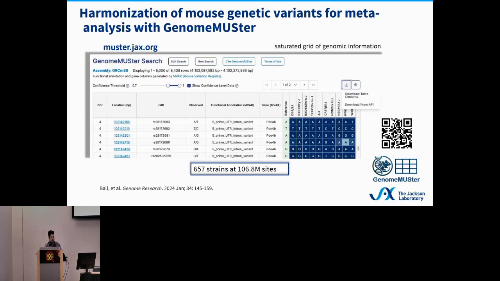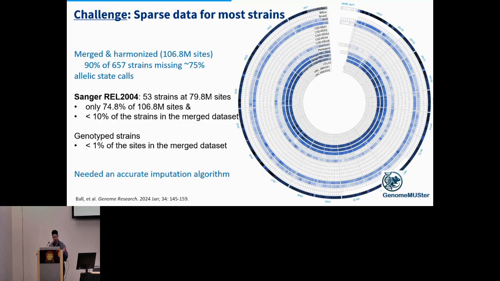So the first tool I'm going to talk to you about today is Genome MUSter. Genome MUSter was recently published this year, and it's a saturated grid of mouse genetic data. And so it has 657 inbred strains at 106.8 million sites. So it's a large and unified dense grid.